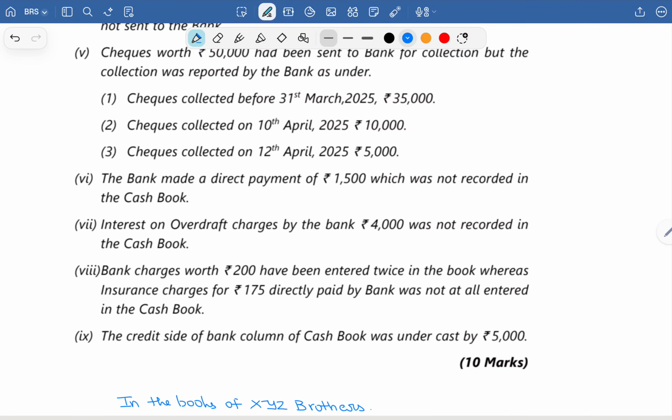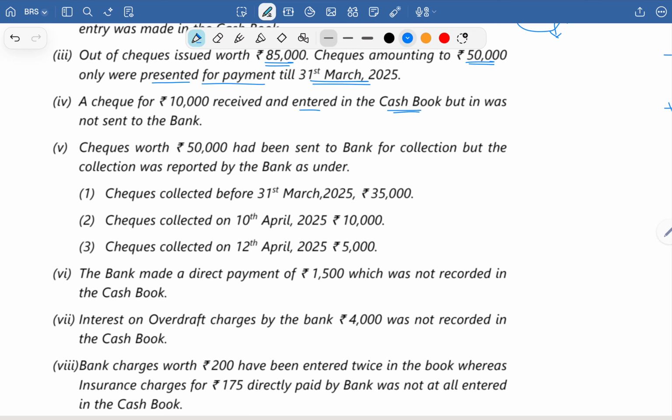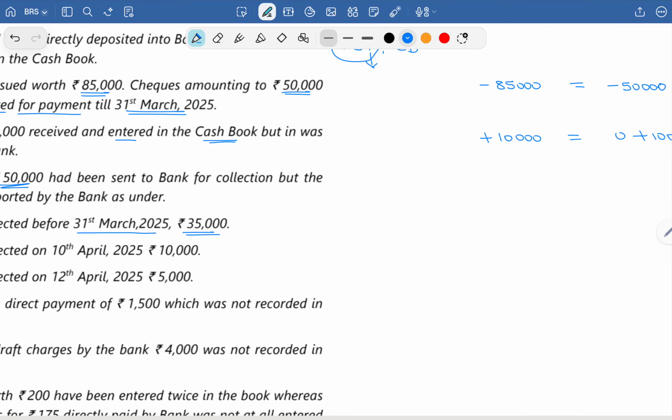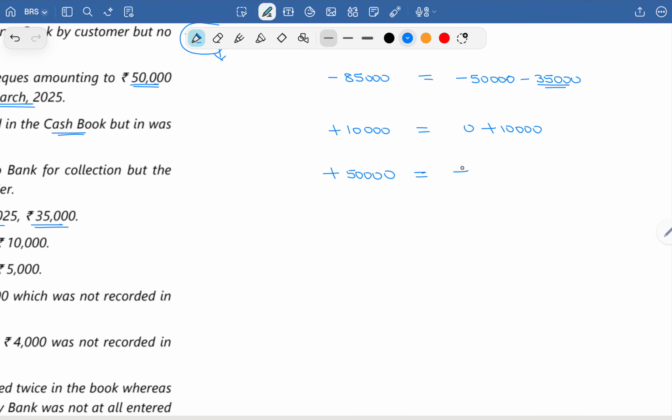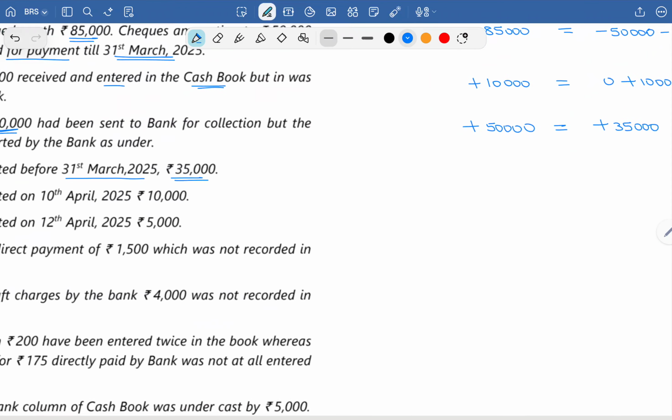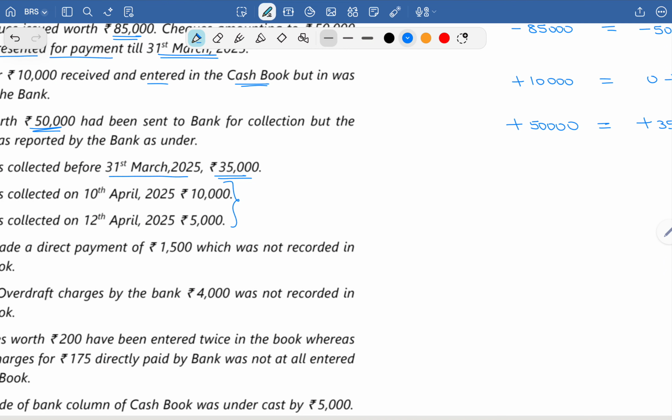Next one, adjustment number 5. Check worth rupees 50,000 had been sent to bank for collection, but collection was reported by the bank as under: before 31st March 2025, only 35,000. Whenever a check is sent to the bank for collection, my bank balance will increase as per cash book by rupees 50,000. But as per passbook, how much has it increased? Only 35,000 rupees has increased. The remaining 15,000 is received in the next financial year.